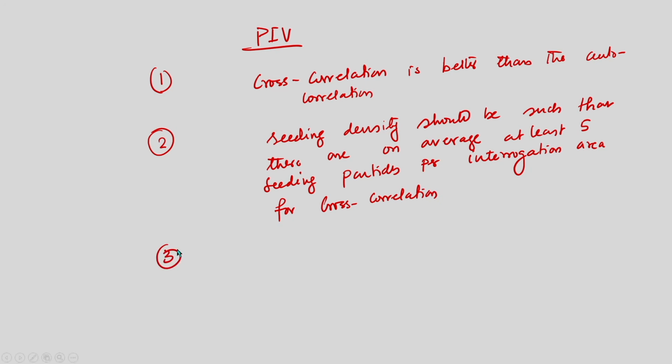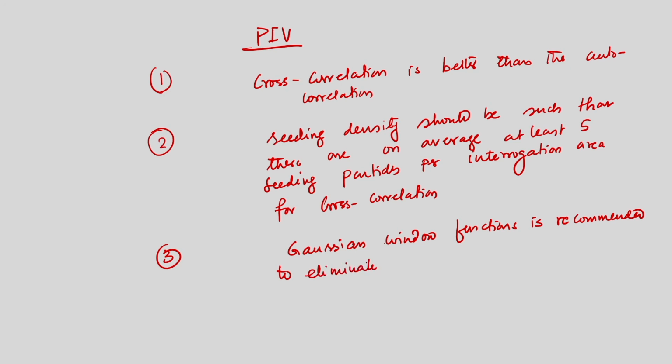Number 3, Gaussian window function is recommended to eliminate noise due to cyclic convolution.